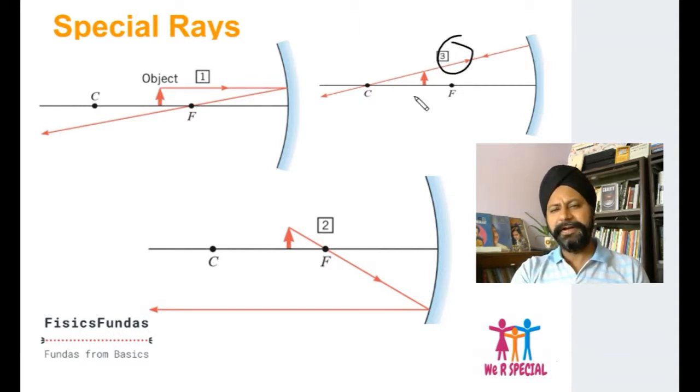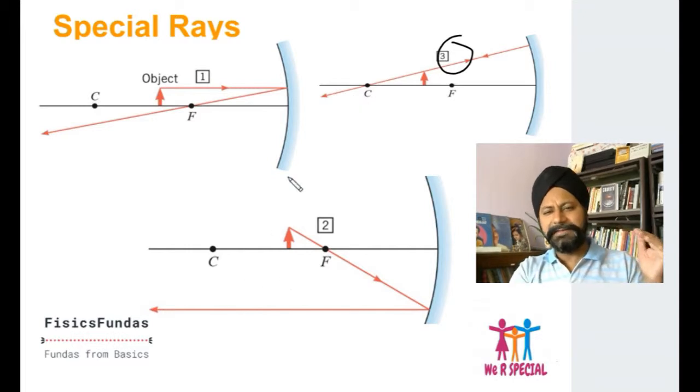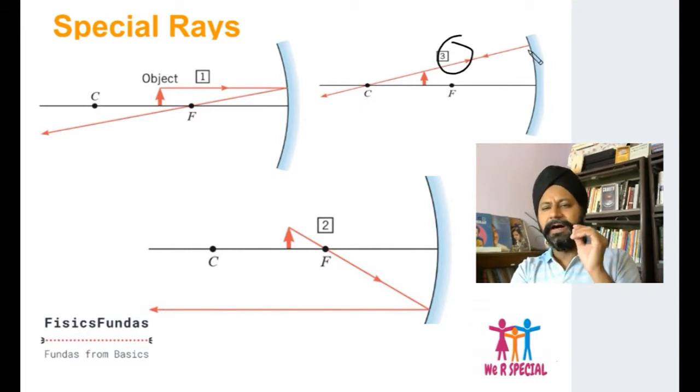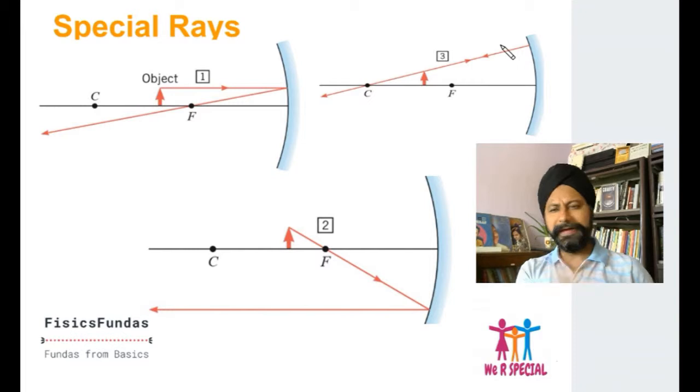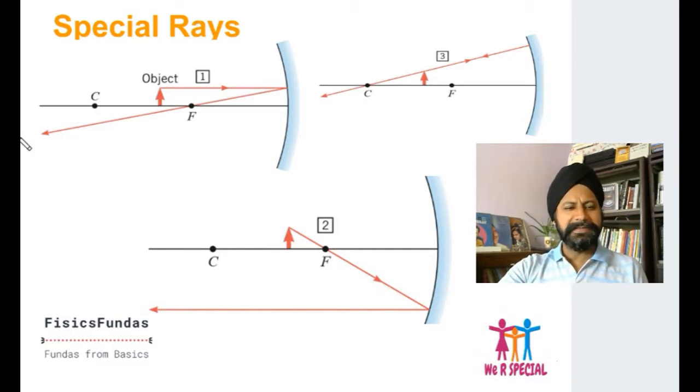The third special ray was when a ray of light is passing through the center of curvature. After hitting the mirror, it is going to retrace its own path. It is not going to change its direction. It just goes in and then comes back. So these are the three special rays I am going to use today. So let us get started.